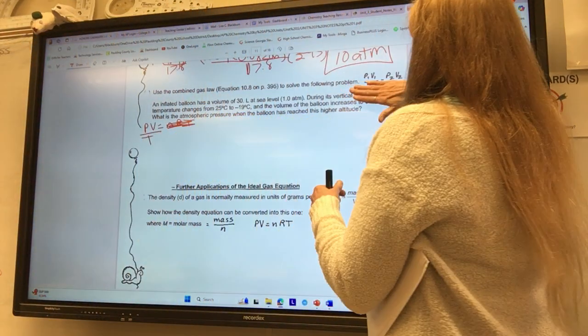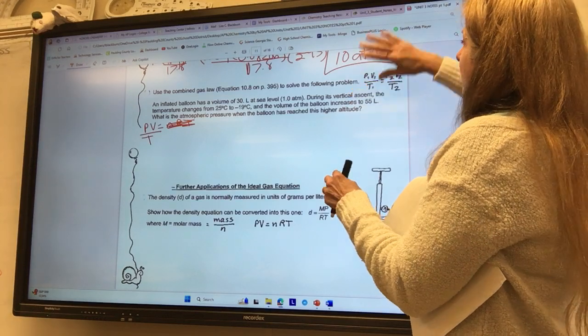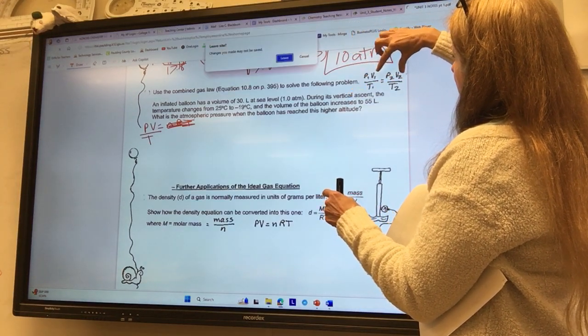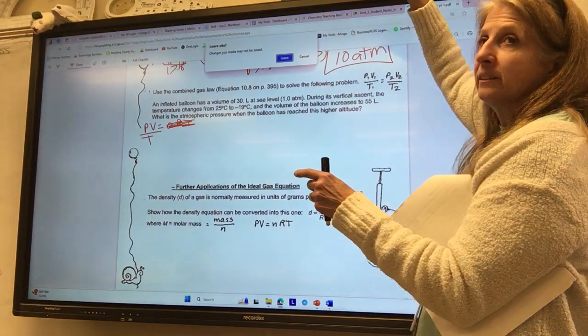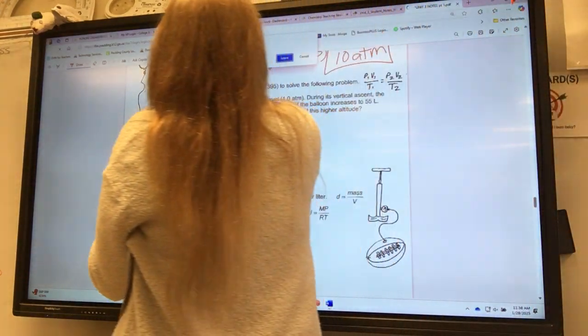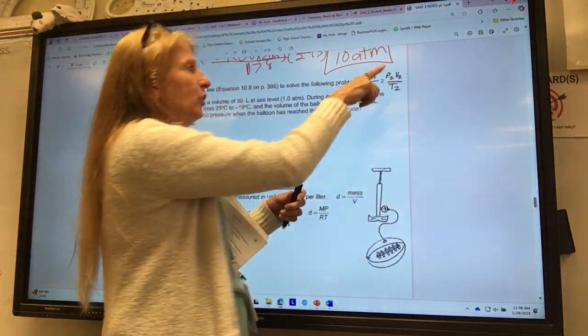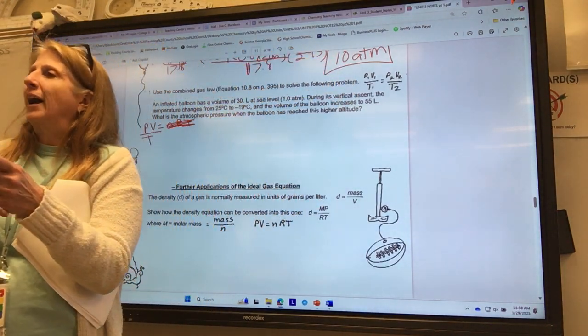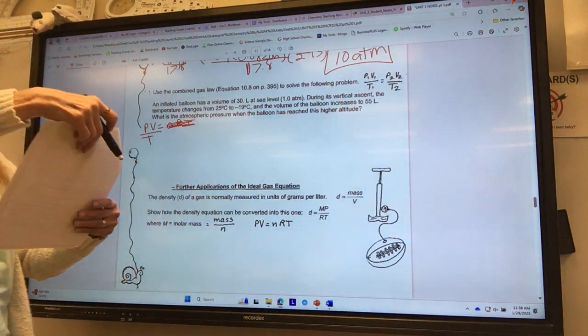And do you see this always works? If we're doing Boyle's, look, there it is. If we're doing Gay-Lussac, there it is. If we're doing Charles's, there it is. So you don't really have to memorize all of them. You can get them all from the ideal gas law. So here's one of these.